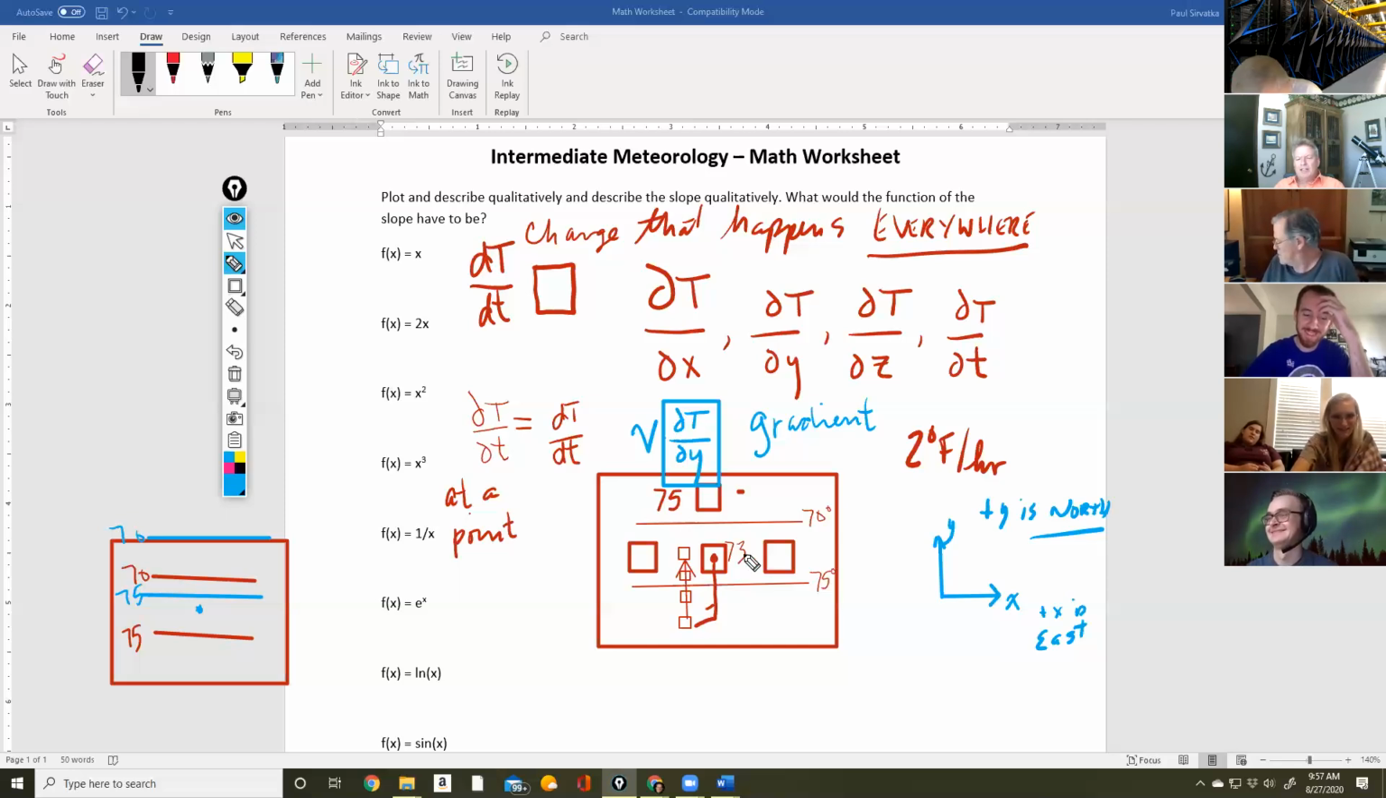What is the temperature doing as I go to the north in this? Decreasing. So what's the value inside this box? Is it negative? It's negative. That's a horrible negative. But the value inside the box is negative. Thank you. No wonder I was wondering if I had screwed up here.